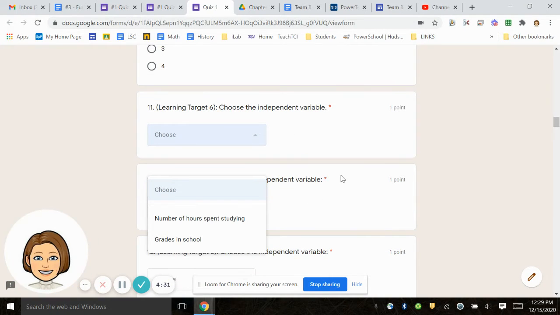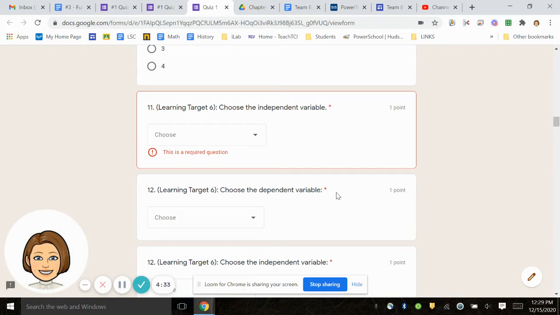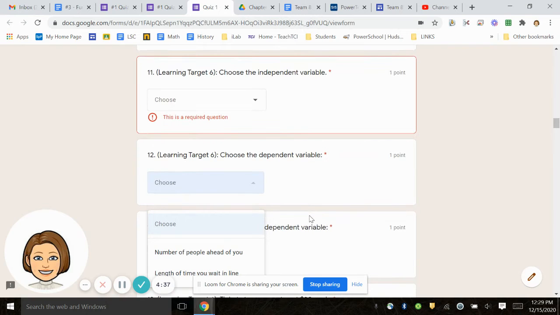Number 12, choose the dependent variable. The number of people ahead of you or the length of time you wait in line? Which one depends upon the other one?